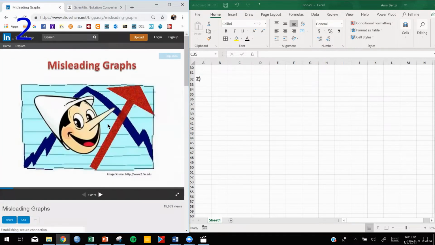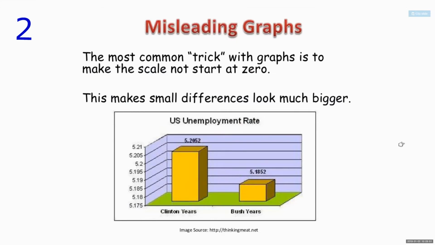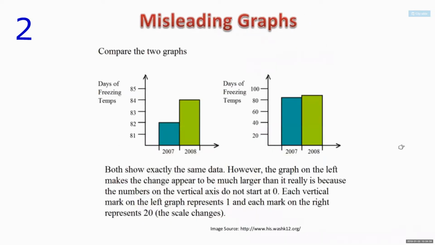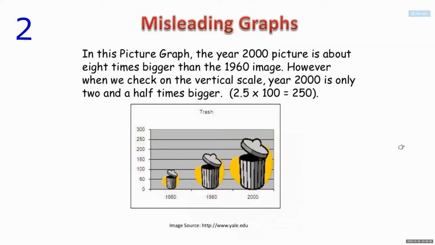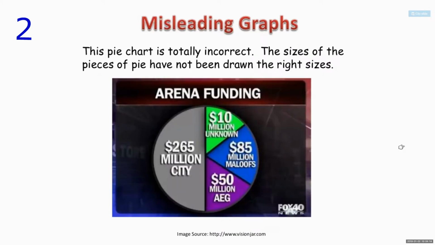So click on the website, and here you see we have this PowerPoint presentation, and on slide 2 we see a graph showing the unemployment rate differences between Clinton's years and Bush's years. We're going to take a closer look at all of these. What about Diane, Hilda, and Emily's bowling averages? Wow, Emily is a superior bowler, isn't she? Maybe, maybe not. And then you guys are welcome to explore the rest of these slides. They're fun to look at and try to figure out what deceiving thing these different graphs are trying to show us.